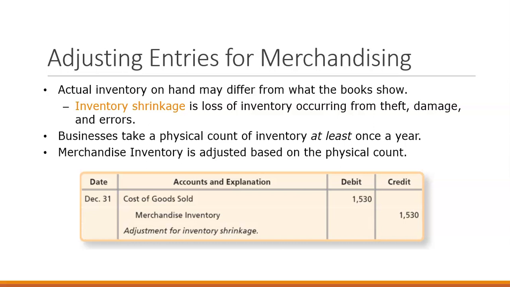For example, we did a count and found out that we were missing inventory. That is inventory the computer said we had, but we couldn't find in the building. Then we record a debit to cost of goods sold, and we credit merchandise inventory to reduce the difference.